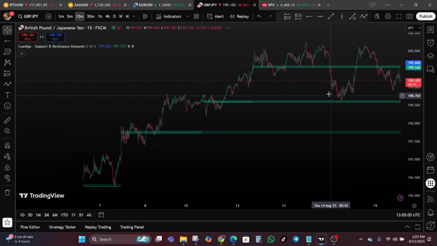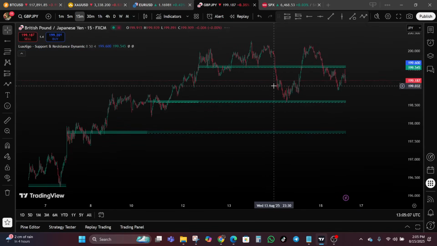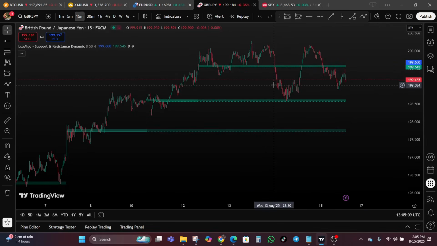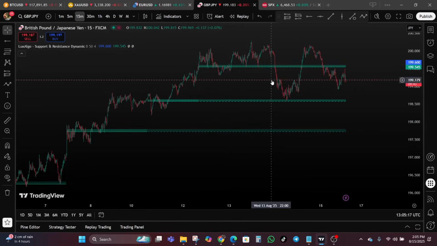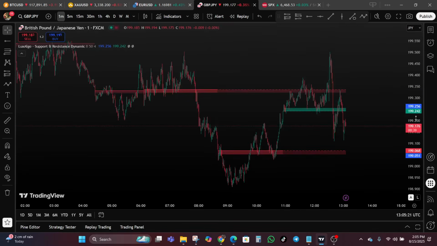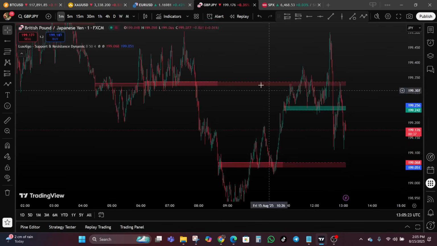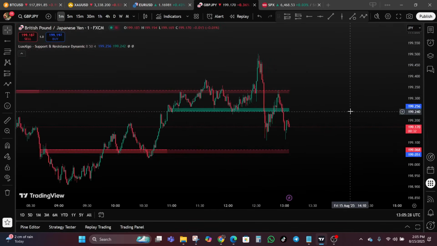But you also want to be looking at keeping your chart clean. Keep your chart clean. Just price and then the LuxAlgo support and resistance dynamic signals. So we're talking about a scalping strategy. You can start with a 1 minute. For the 1 minute time frame, we are looking for fast confirmation.